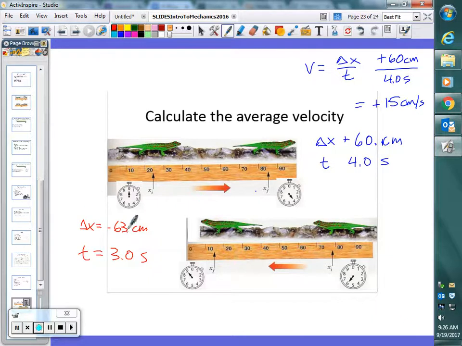When you plug those same numbers into this equation for the red trip, we end up with negative 21 centimeters per second. That's it. Is that good? I just did that real fast because I was getting close to the end of the period. So, yeah. Does that make sense?